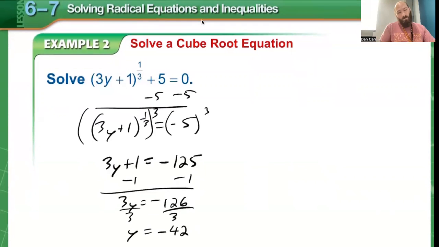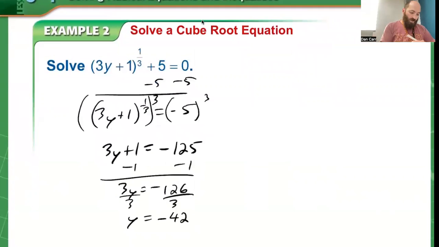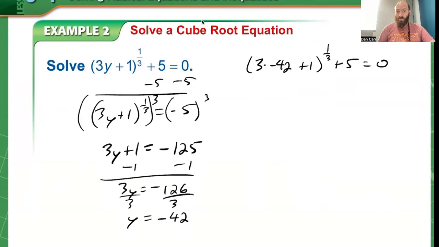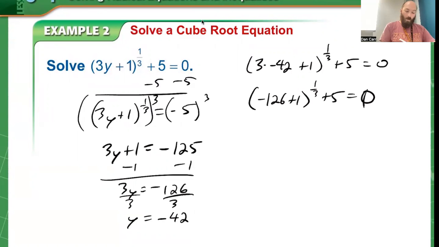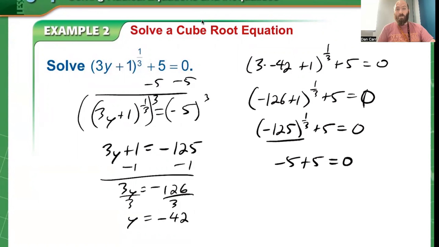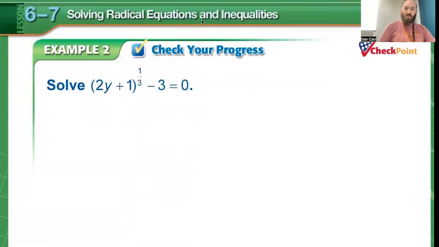Again, you probably won't have extraneous solutions with a cube root, but just in case, let's check that real fast. So 3 times negative 42 plus 1, raised to the 1/3 power, plus 5. That should equal 0. So 3 times negative 42 is negative 126, plus 1, to the 1/3 power. This is the negative 125 to the 1/3 power plus 5 equals 0. If I evaluate this, that does come out to negative 5 plus 5 equals 0. So it checks out. Okay. This is another one you can try on your own.